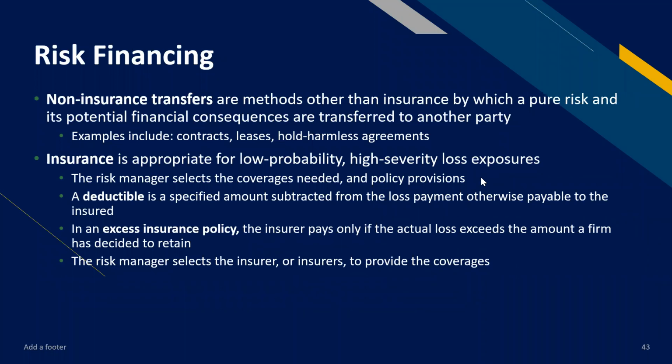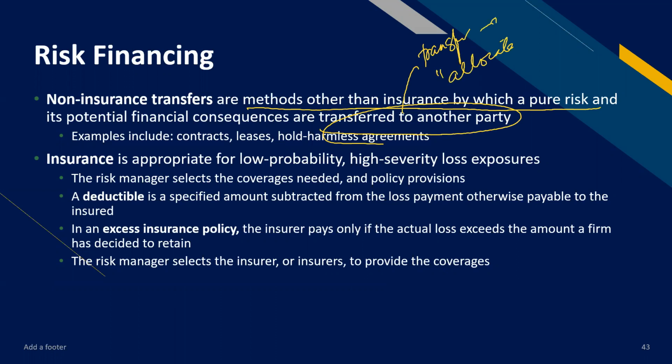Now, what are non-insurance transfers? Non-insurance transfers are methods by which a pure risk and its potential financial consequences are transferred to another party. Okay? So, you want to transfer the risk to another party or you want to allocate the risk to another party. So, tawag dyan risk transfer or risk allocation. Okay? So when you transfer it to another party, how do you do it? Usually through contracts or leases or hold harmless agreements.